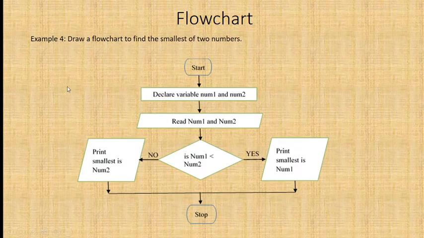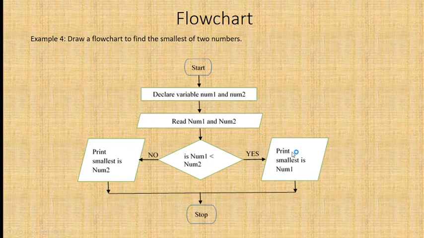Okay, example 4, we want to draw the flowchart to find the smallest of two numbers. So in this case, we have a decision. We read num1 and num2, and then we test if num1 is less than num2. You can also use if num1 is bigger than num2, that is okay. In a decision we have two conditions. First is yes or true, and the second is no or false. There are no three answers, only two, yes and no.